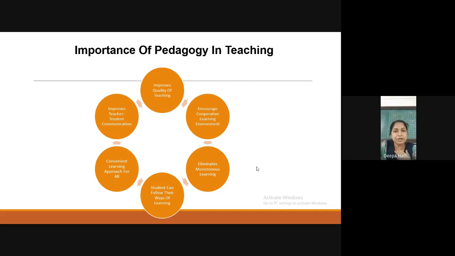Yeah, if you have a method of doing the problem, go ahead. I'll help you with doing that also. If the facilitator comes and tells you that you are not sticking to the purpose, the same method which the facilitator always uses is a convenient learning approach for all, and it improves teacher-student communication in a long way.